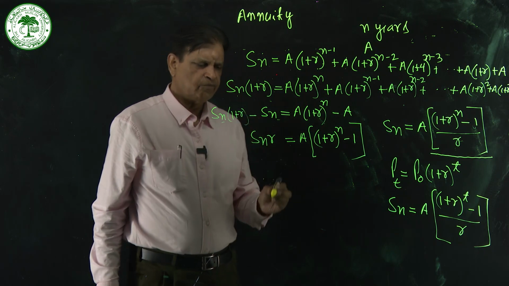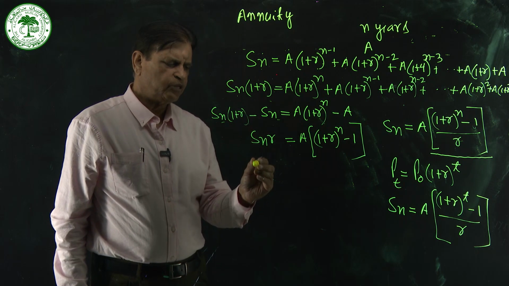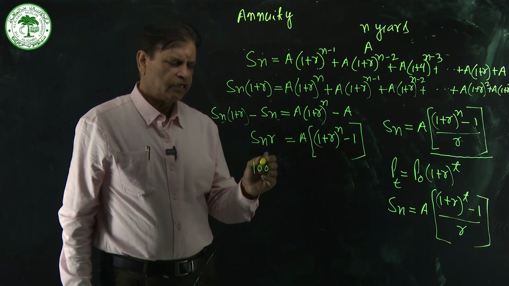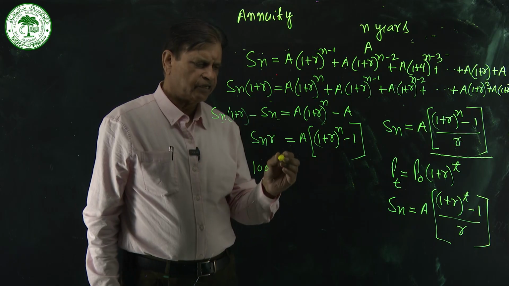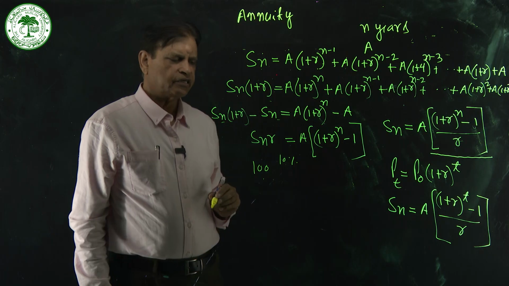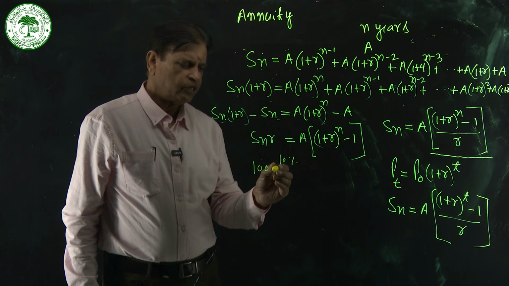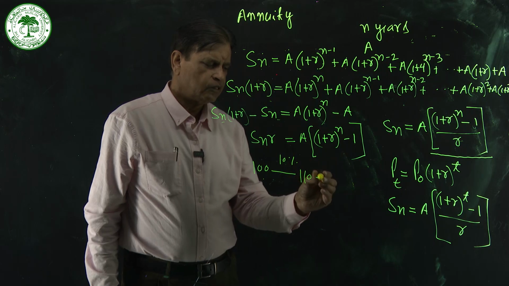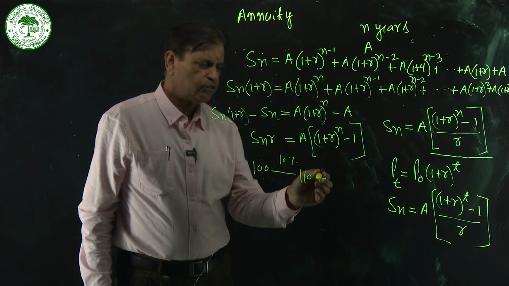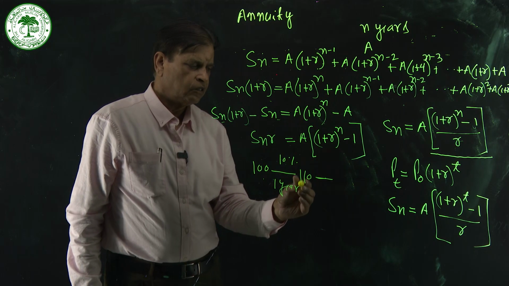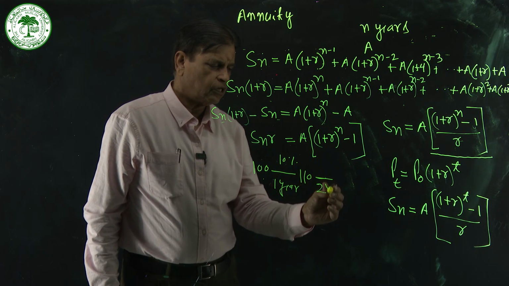If we take an example, suppose rupees 100 is being deposited now, and the rate of interest is 10%. Then after 1 year, this amount will become 110. And after 2 years, this is after 1 year and this is after 2 years.